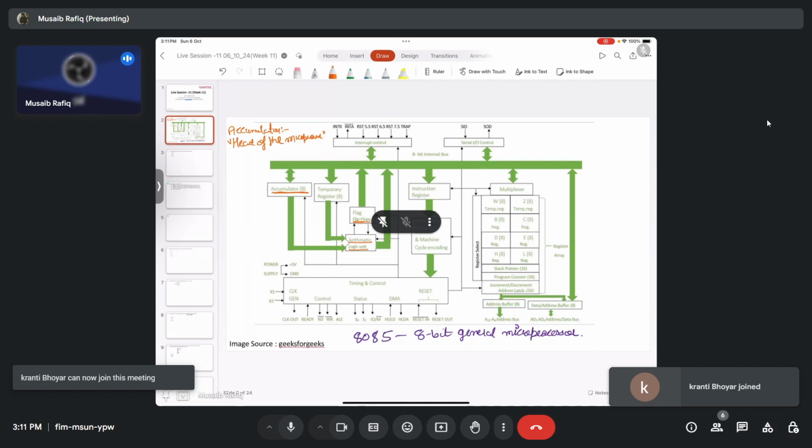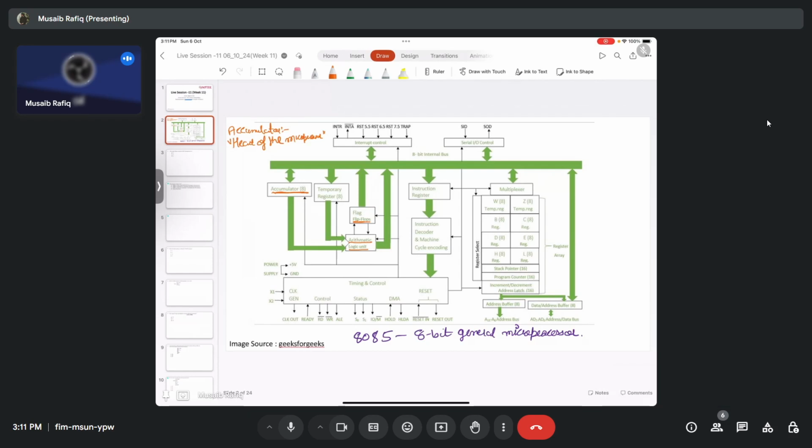So far we have discussed the arithmetic logic unit, that is ALU, and we also discussed the flag register. Now the accumulator is also done. Now we have the general purpose registers. These are here. There are 6 general purpose registers. These registers can hold 8-bit values. These 6 general purpose registers are B, C, D, E, H and L. And also there are 2 reserved registers which are termed as W and Z.